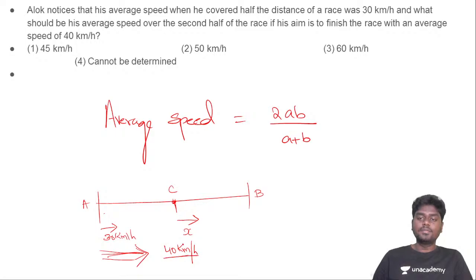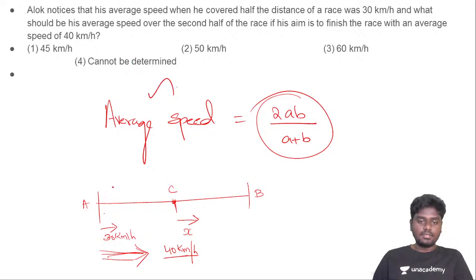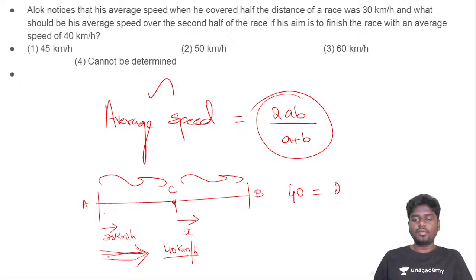Now, I can simply use this formula to get the answer. The distance here is exactly the same for both halves. So the complete average speed is 40 km per hour, which is equal to 2 into A into B divided by A plus B, where A is 30 and B, let me take it as X, so 2 into 30 into X divided by 30 plus X. That's it.